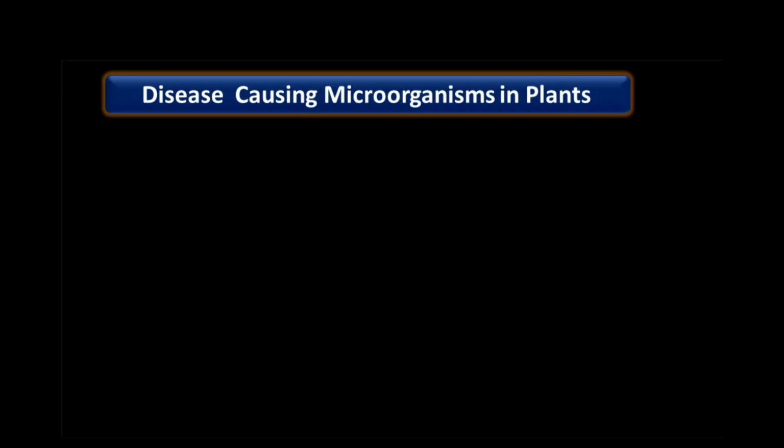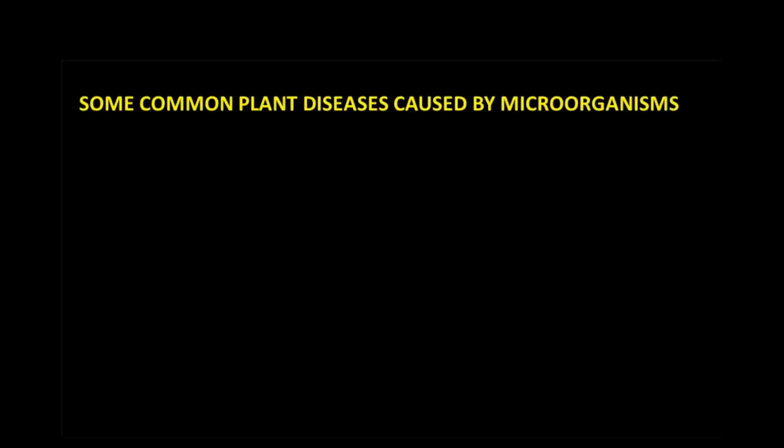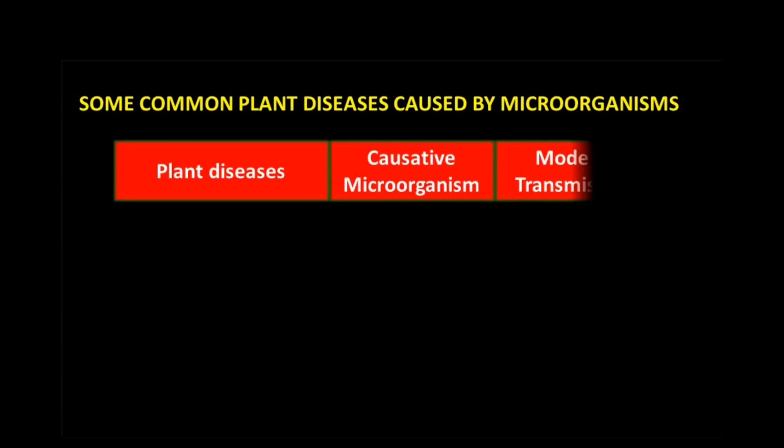Disease causing microorganisms in plants. Several microorganisms cause disease in plants like wheat, rice, potato, sugarcane, orange, apple and others. These diseases reduce the yield of crops. Some common plant diseases caused by microorganisms are listed with the plant disease, causative microorganism and mode of transmission.